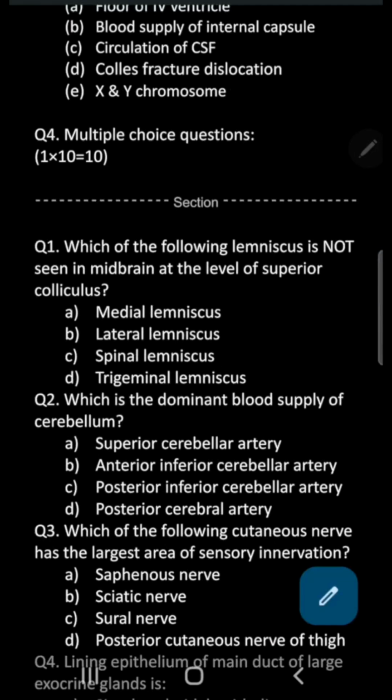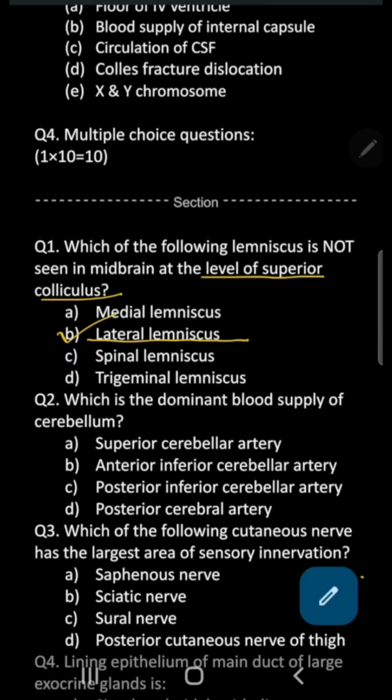Now question number 4, that is multiple choice questions. You have 10 MCQs. The first one here is, which of the following lemniscus is not seen in the midbrain at the level of superior colliculus? Medial lemniscus, lateral lemniscus, spinal lemniscus, trigeminal lemniscus, MTSL. That's a formula, right? So remember that in case of superior colliculus, you're not going to see this lateral lemniscus.